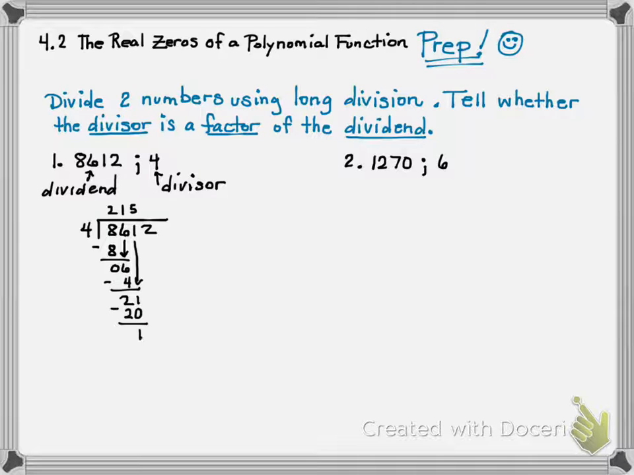And we get a 1, and then we're going to bring this 2 all the way down, and make that a 12. How many 4s go into 12? 3. And 3 times 4 is 12. When we subtract, we notice we get 0. That means the remainder equals 0. And whenever you're dividing two things and the remainder equals 0, that means one thing is a factor of the other. So at this point, I could say that 4 is a factor of 8612.